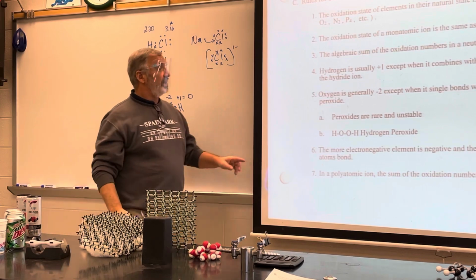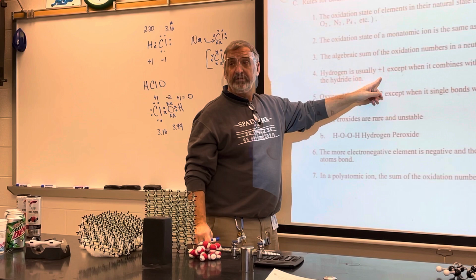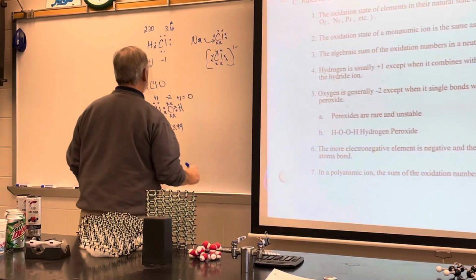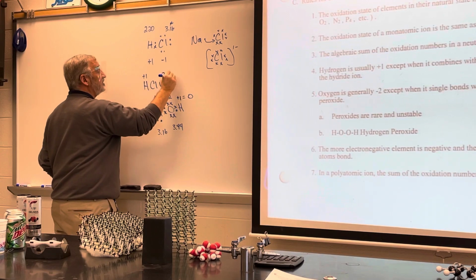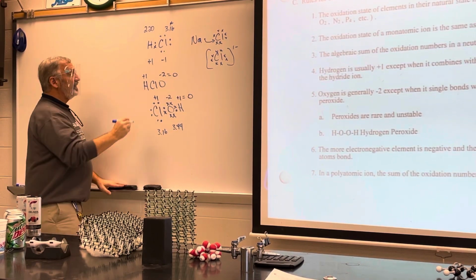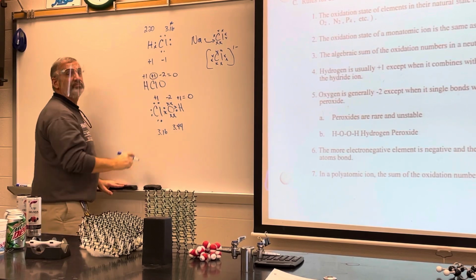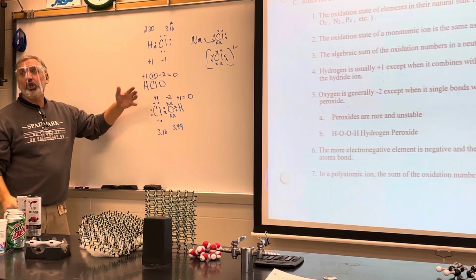Because oxygen is generally -2 and hydrogen is almost always +1. So if oxygen is -2 and hydrogen is +1, and I know the sum has to add up to 0, chlorine has to be +1 as well, right? Yeah. But all that tells me is that chlorine, it doesn't mean it lost 1 electron.